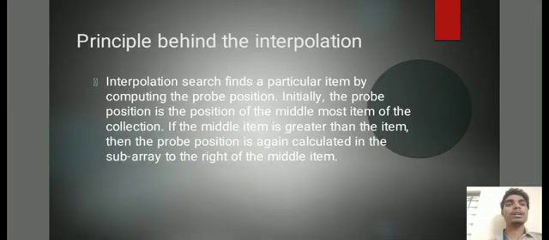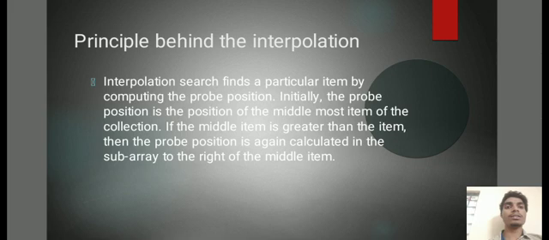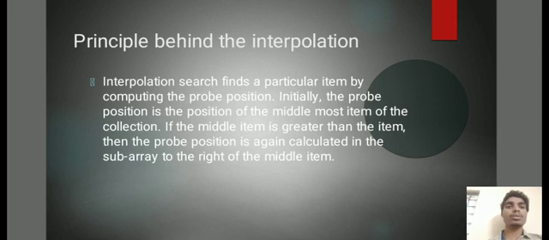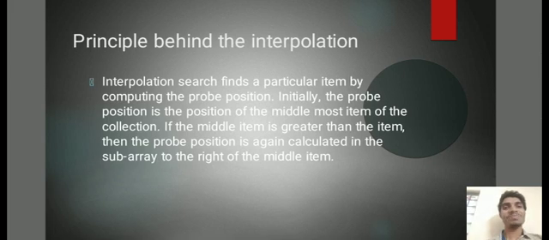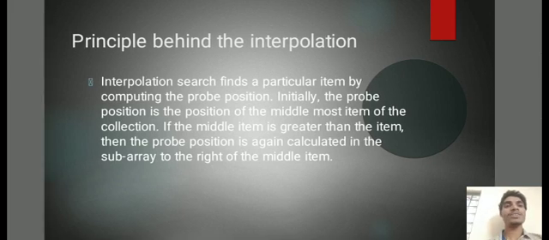Principle behind the interpolation. Interpolation search finds a particular item by computing the probe position. Initially, the probe position is the position of the middlemost item of the collection. If the middle item is greater than the item, then the probe position is again calculated in the subarray to the right of the middle item.